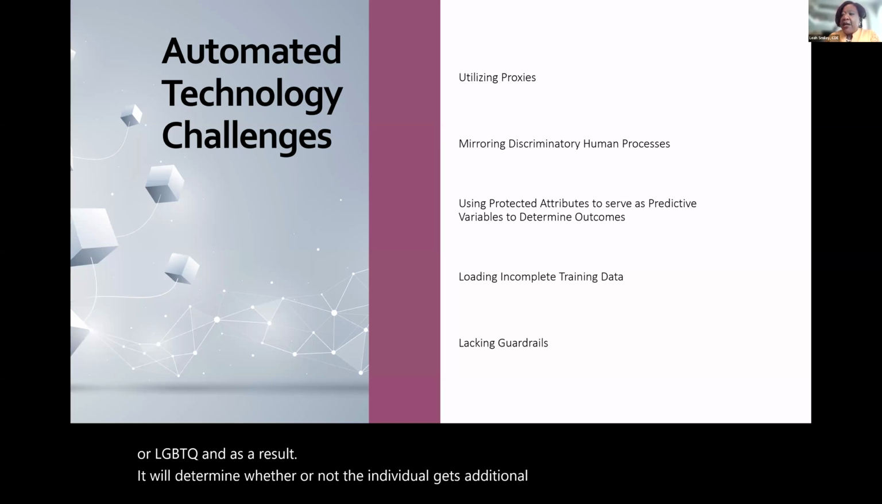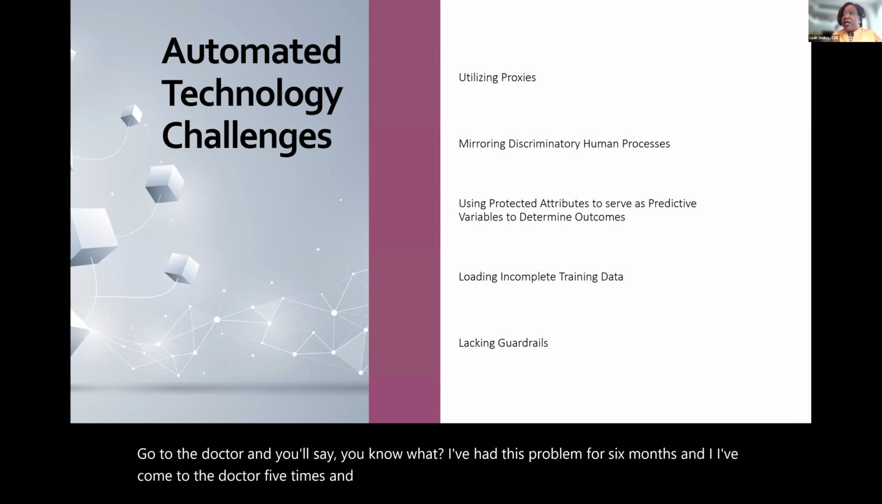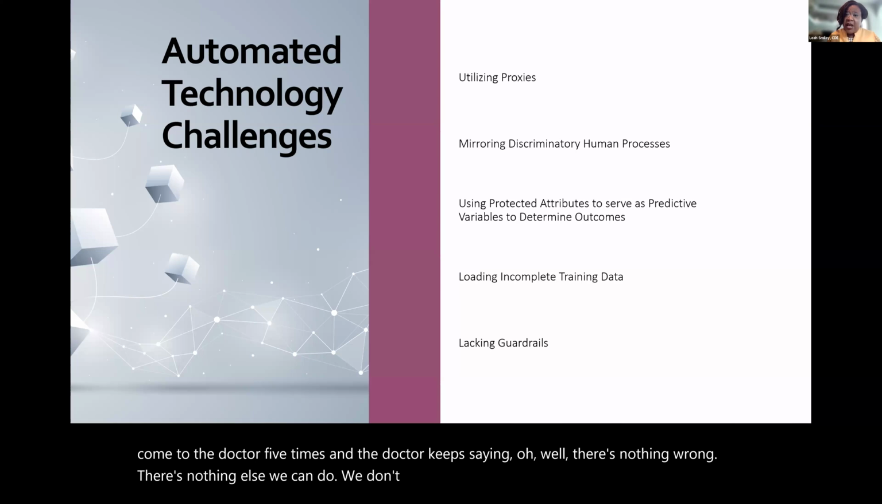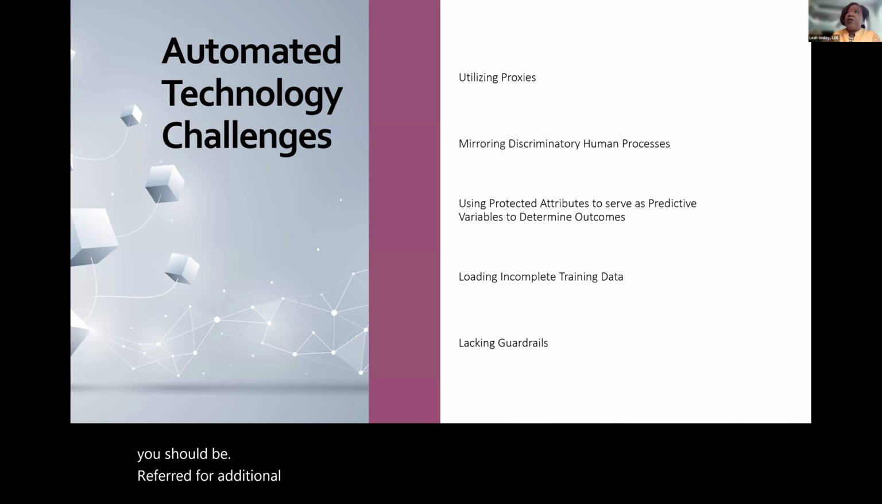And sometimes you may go to the doctor and you'll say, you know what, I've had this problem for 6 months, and I've come to the doctor 5 times. And the doctor keeps saying, oh, well, there's nothing wrong. There's nothing else we can do. We don't need any additional tests. Well, usually that happens because they're using a technology that is algorithm based that determines whether or not you should be referred for additional care, or whether or not you should have additional tests done, right?